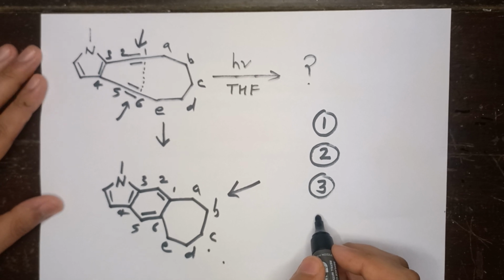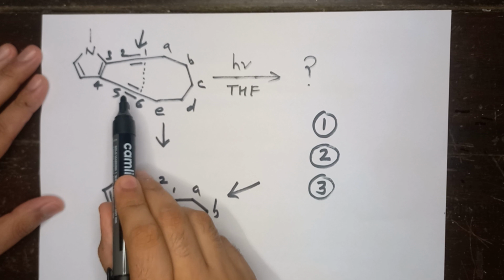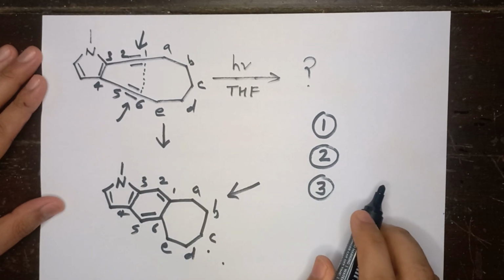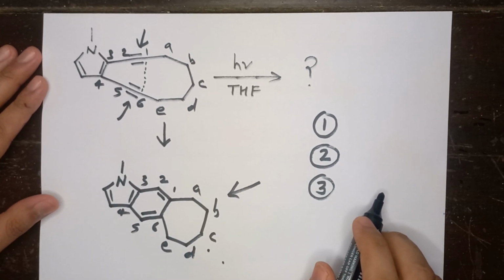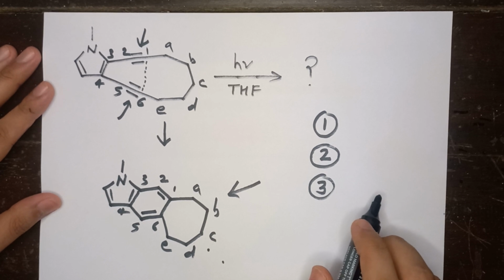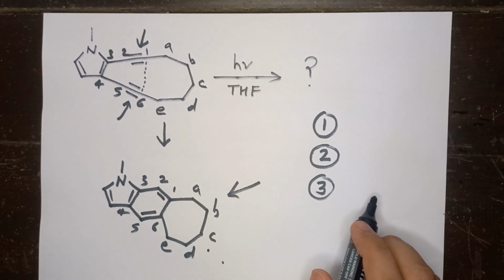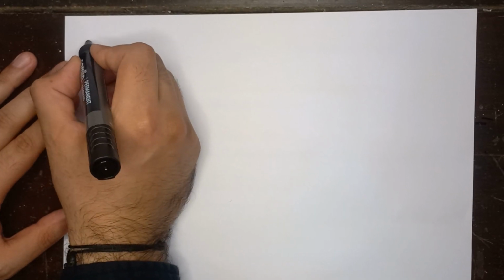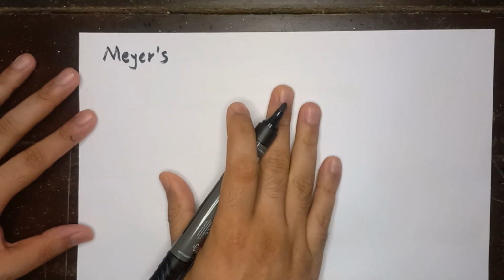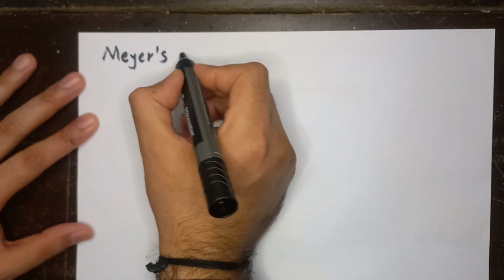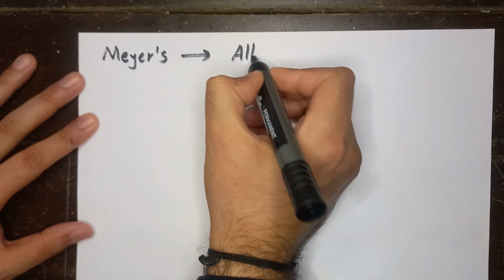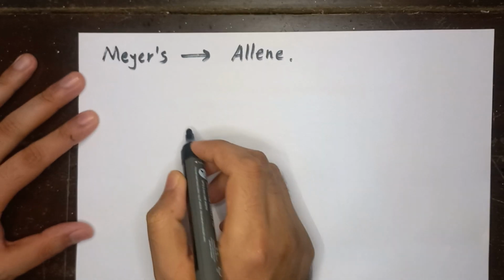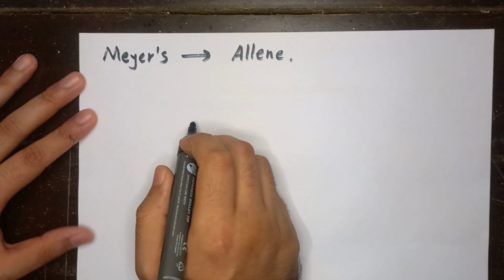So this is about the Bergman cyclization where we have alkyne as our starting material. Let's see the Myers cyclization, its mechanism, where we have allene as our starting material. Okay, let's discuss the Myers cyclization. So in Myers cyclization, we have allene in our starting material, right? This time we will have allene.